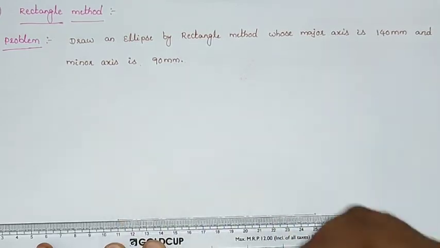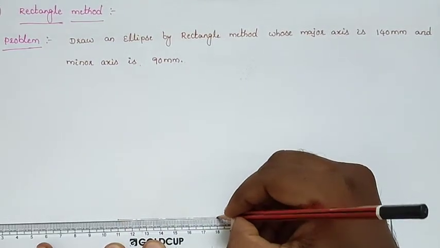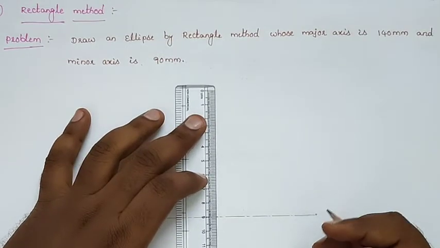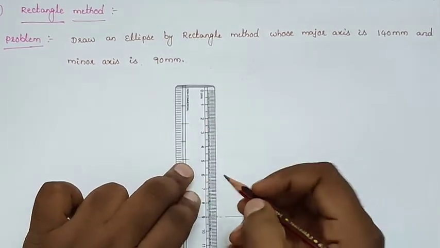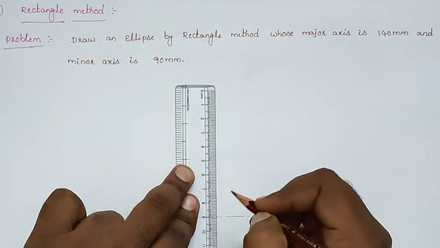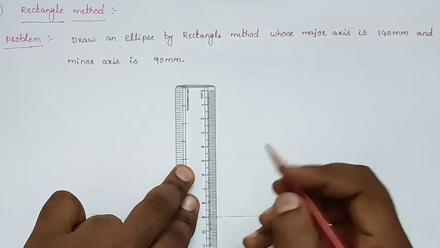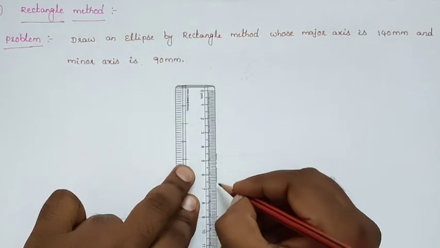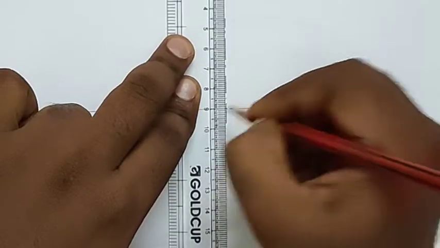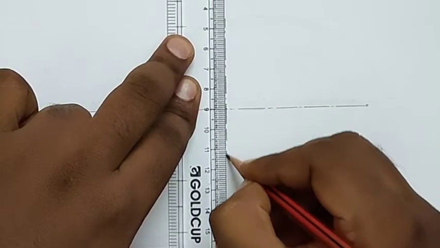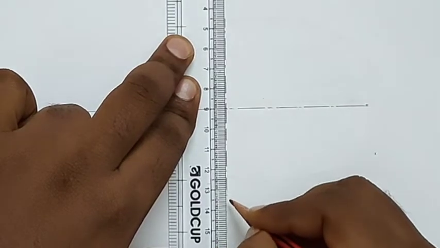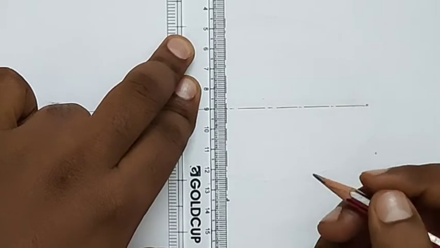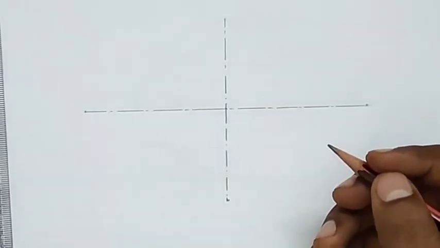Major axis and minor axis, locating the midpoint of the major axis, and from the midpoint of the major axis draw the minor axis line. Minor axis line length is 90. That means above the center of that major axis you can take 45 mm, and below also you can take 45 and draw the minor axis. Just observe how to draw the major axis and minor axis.